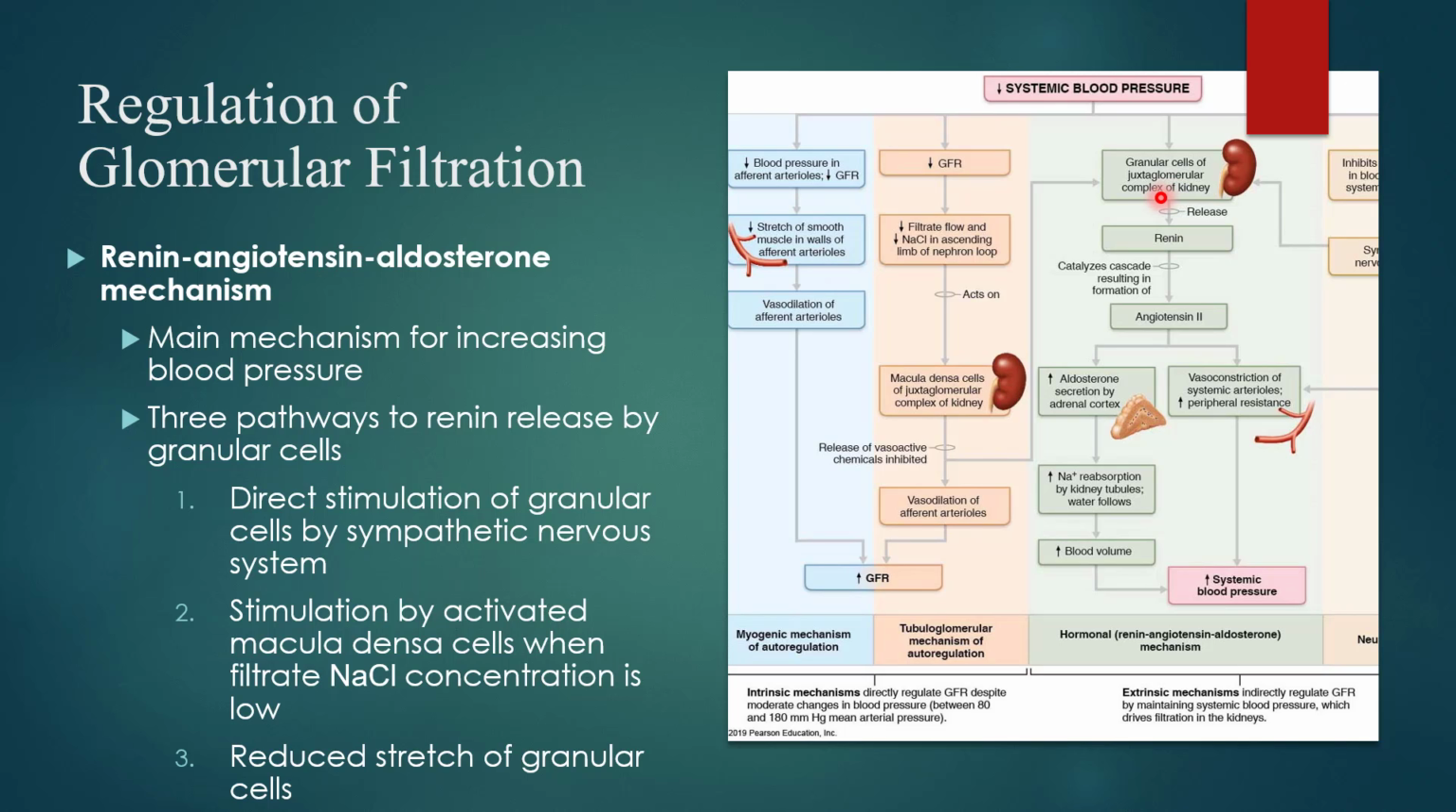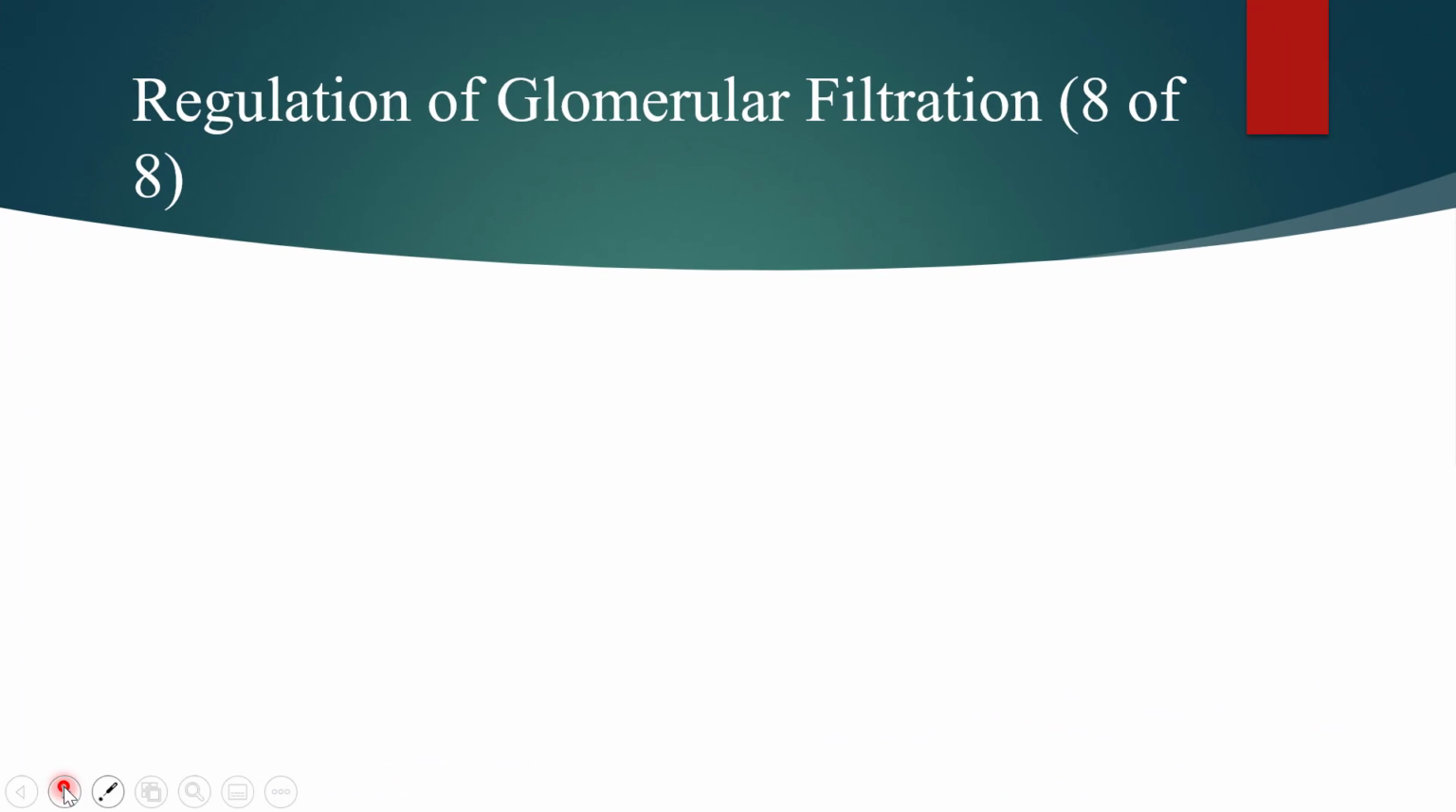Then direct stimulation of the macula densa, which is right here. This is actually where the macula densa is. So it would cause all of them to result in an increase in GFR and an increase in systemic blood pressure. This is your renin-angiotensin system. I would urge you really to review it again because we did this already.